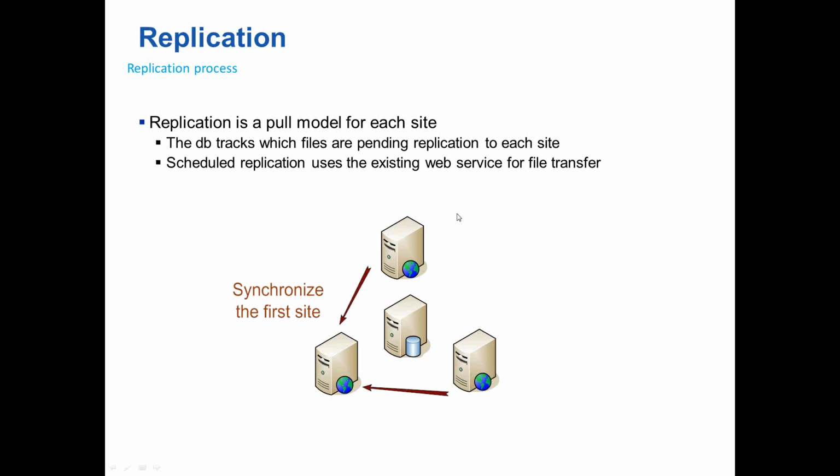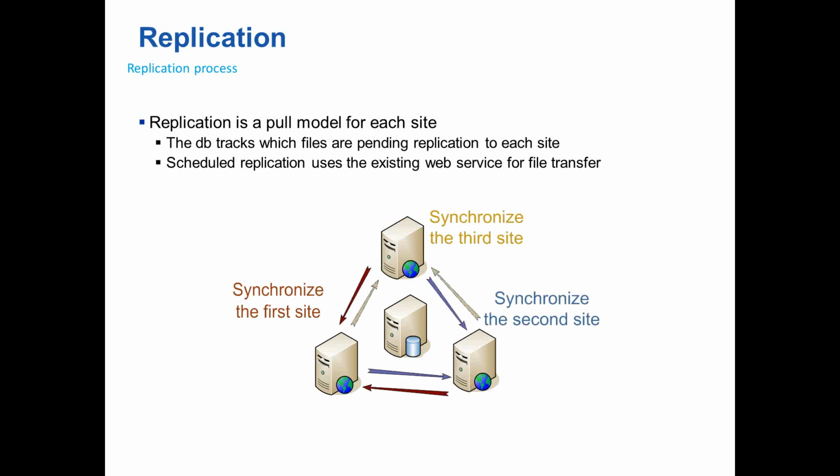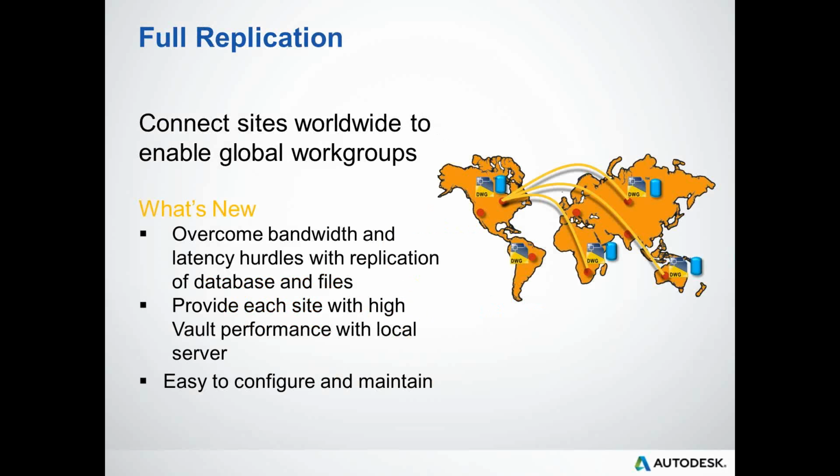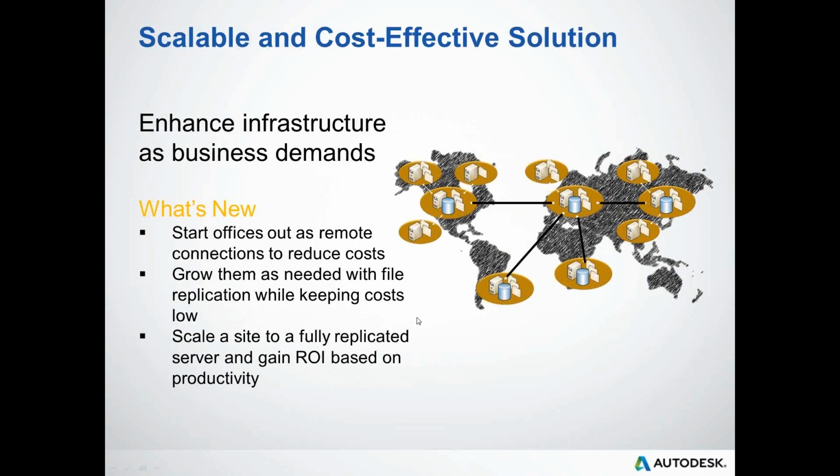Now, if you get into more than 2 sites, Vault works in a hub and spoke type environment. So you have a main server, the other satellites would replicate to it, and then the main server would replicate back out to the other sites. Now, if we're working with any firms that have worldwide offices where their WAN connection might be slow, Vault also offers full replication, where you can have a SQL server at each location and have the SQL data replicated as well. So it's flexible in that regard.